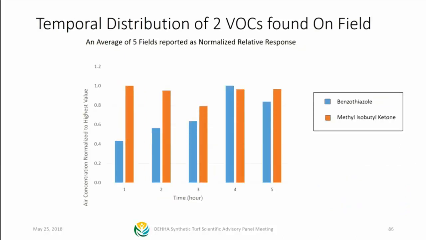So now the temporal distribution of these 2 chemicals, benzothiazole and methyl isobutyl ketone, is shown here. And again, this is looking at an average of 5 fields and reporting a normalized response. So we're just looking at changes that occur during the sampling event. You can see on the x-axis is the time from the first hour through the 5th hour of the sampling event, the activity occurring between hours 2, 3, and 4. Methyl isobutyl ketone is in orange, and you can see it remains relatively stable throughout this sampling event, while there are changes occurring for the benzothiazole.